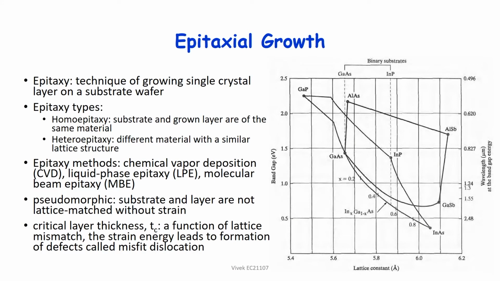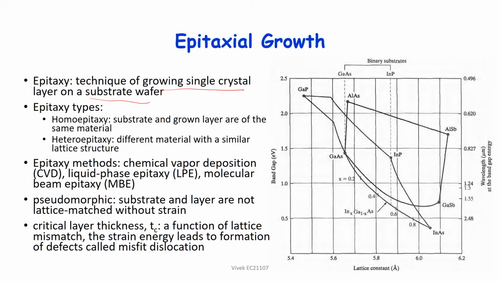Okay, once you have a single crystal silicon as a substrate or a wafer, we have to make a device. So that device making process involves epitaxial growth. Now epitaxial growth is a very specialized thing. Basically, it's a technique of growing single crystal silicon, or for that matter any other semiconductor material. So it's basically a single crystal layer on the substrate wafer.